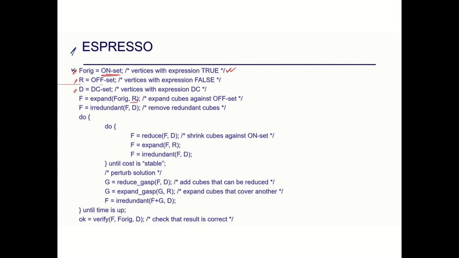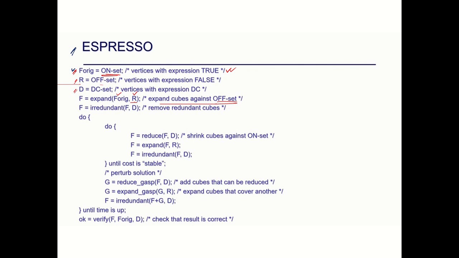That's why we need to track the offset, and we just need to expand the onset. So we expand cubes against the offset, so that we remove all the offset. That's why these offsets are also considered while considering the expand. We must not include any of these offsets.